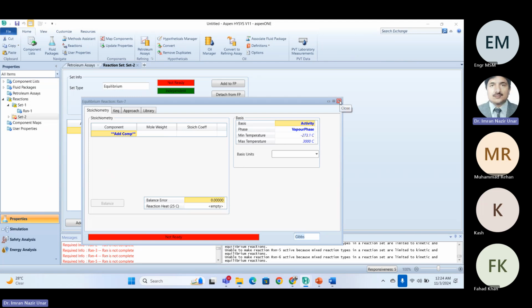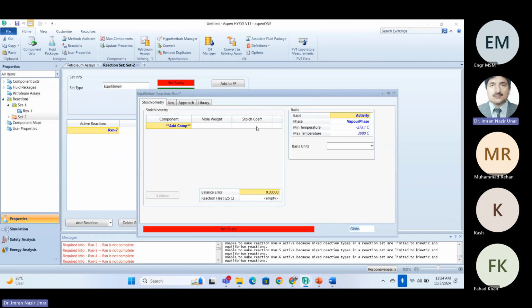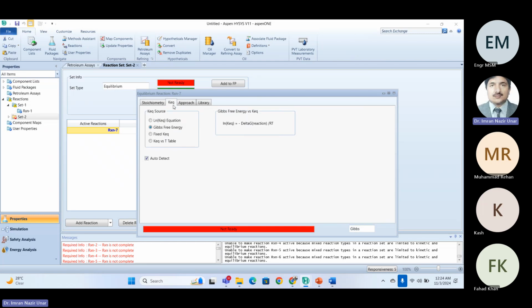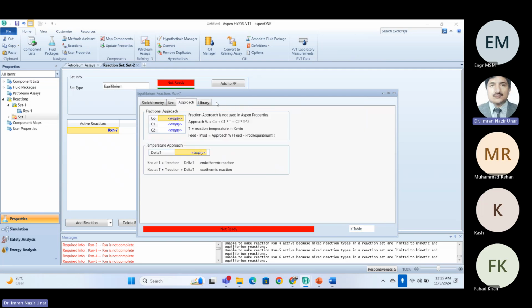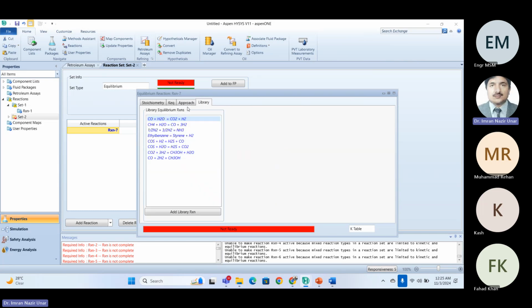a different kind of reaction, in a conversion reaction you have only stoichiometry and you have a basis. But when we have an equilibrium reactor, you have a stoichiometry, similar kind of thing you have to provide here. You have a basis, activity, and phase. Now you have to define the K equilibrium, either you have to define log K by this thing, or Gibbs free energy, or fixed K, you have a value, or K versus T table, you may have a table of this, and you have also defined approach, and you can pick something from library.